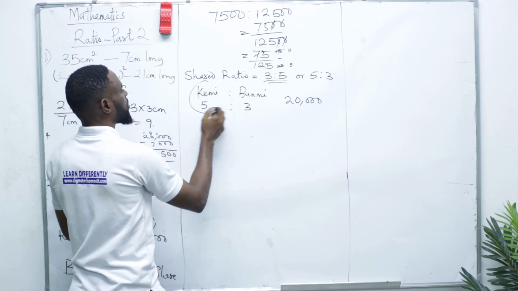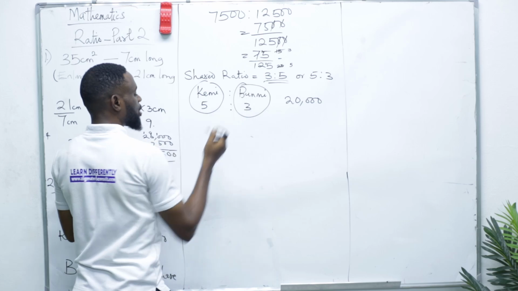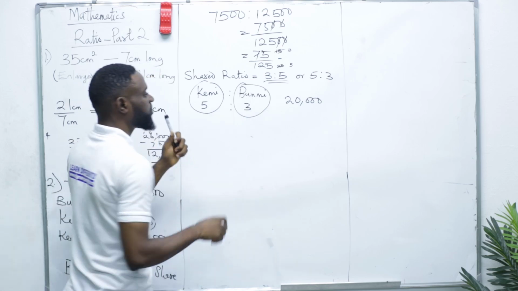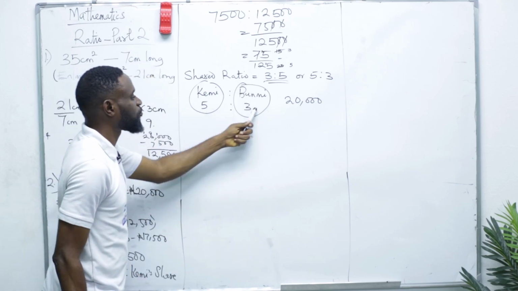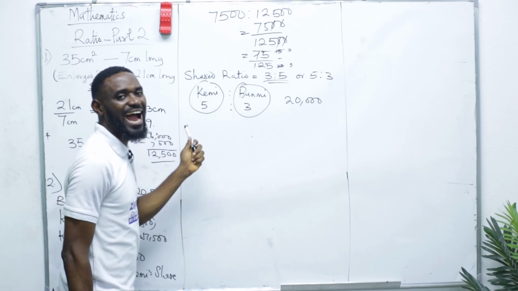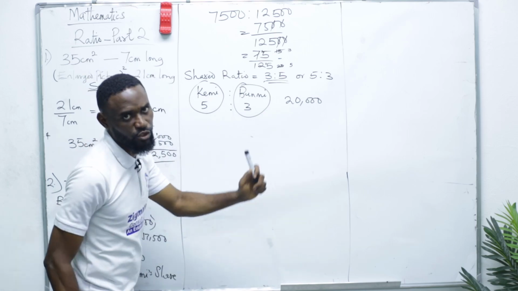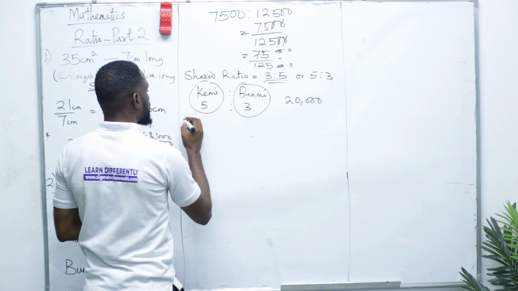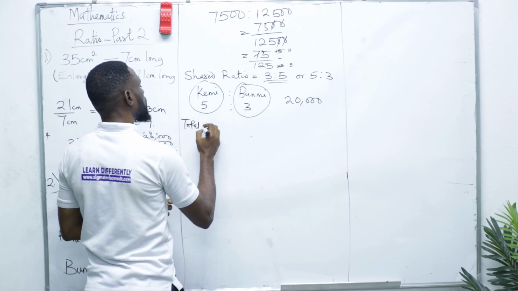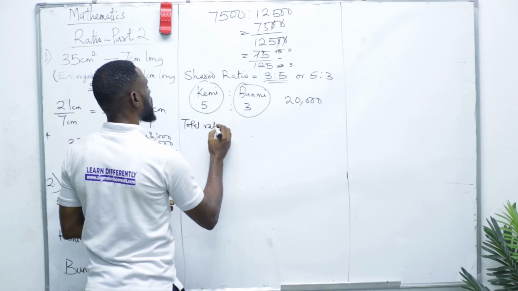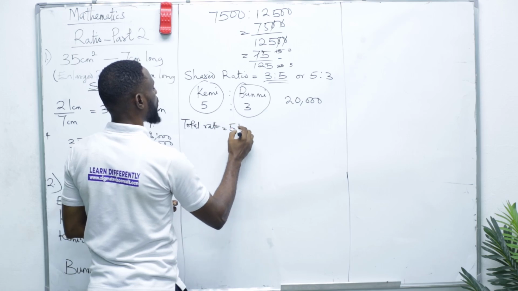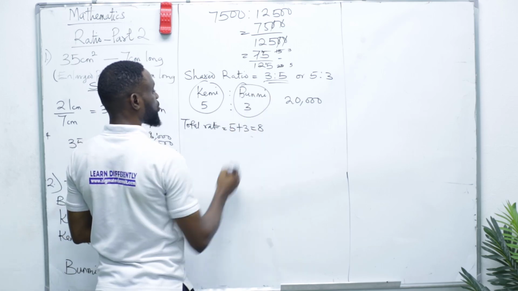Remember, this is Bumi and this is Kemi. So now, the first thing we do when we have ratios and an amount to share is add the two ratios to give us a total ratio. Okay? So we add 5 plus 3 to give us 8. Do you understand the point now?